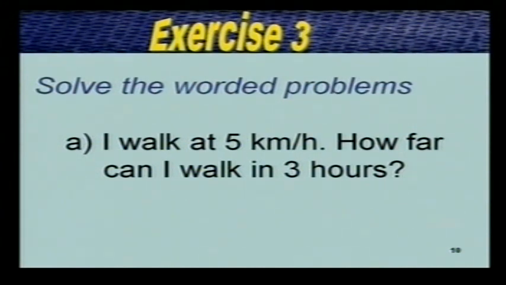I walk at 5 kilometers per hour. How far can I walk in 3 hours? I walk at 5 kilometers per hour. How far can I walk in 3 hours? So that's for your homework. Please, receiving students and 7Es, get that one down and do it for homework.